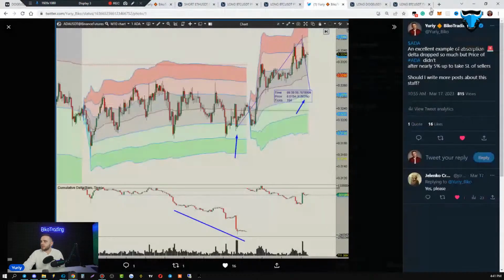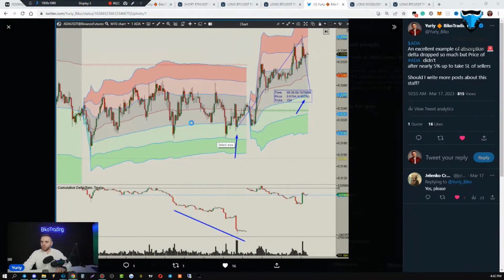Okay, that's an example for you, friends, of a breakout. When you have powerful traps like this one, people were selling a lot of coins, a lot of coins. Have a look how Delta dropped so much. What's Delta in a few words? Delta is a special tool that shows you the difference between buy and sell.